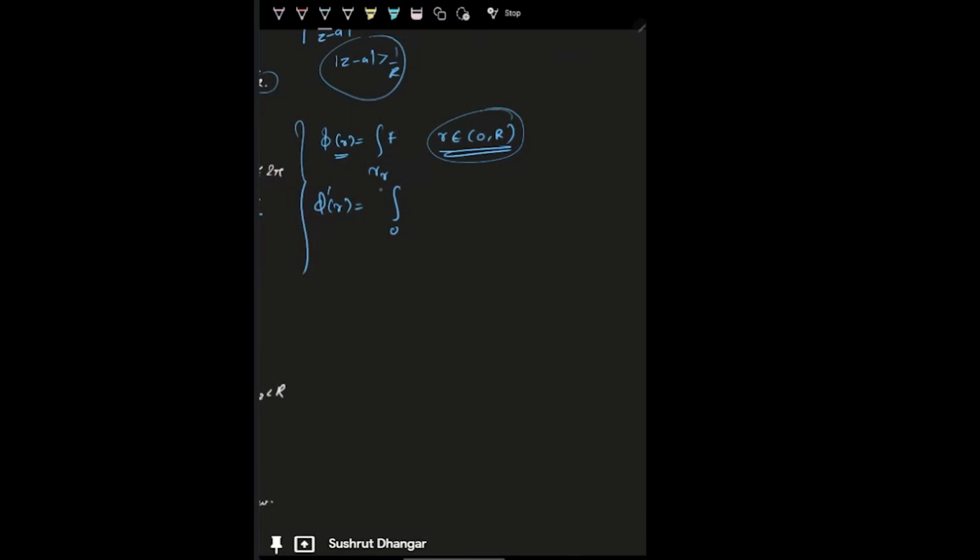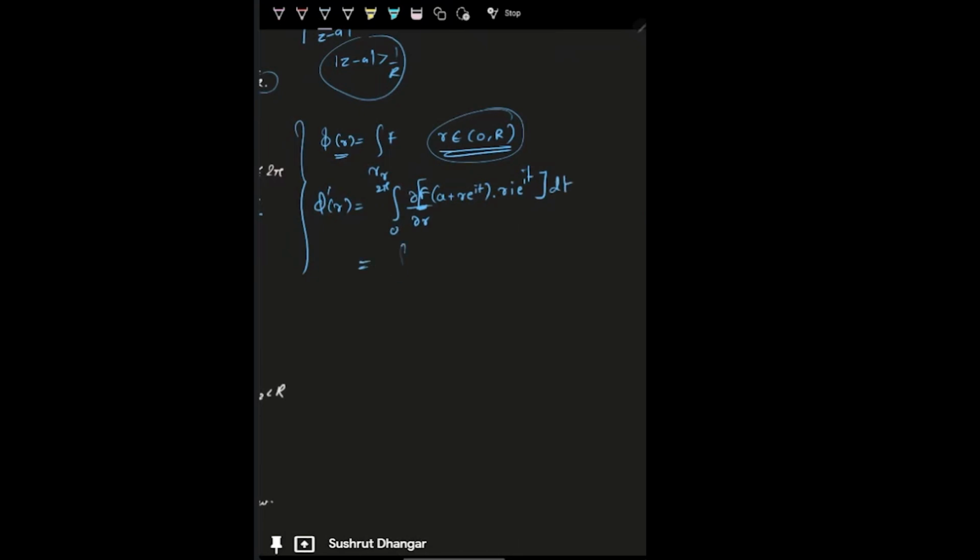So here we have the integral from 0 to 2 pi of the partial of f with respect to r, evaluated at gamma. Let's substitute the value of gamma, that is a plus r e raised to it, times, so the whole partial times r e raised to it, so this is r i e raised to it dt.